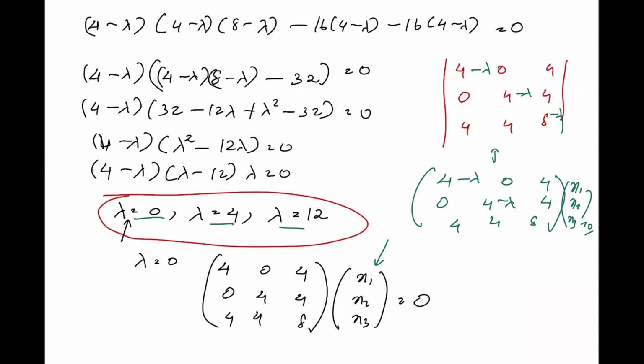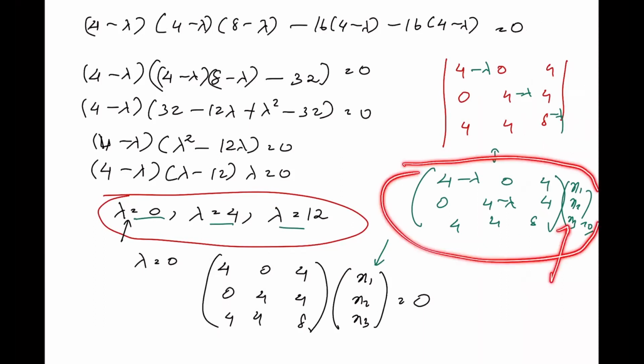Equate x1, x2, x3 to 0, and this set of equations is what you should solve. It means for any lambda value you find, or any eigenvalue you find, you should solve this system of equations to get this x1, x2 and x3, or your x vector, to get an eigenvector.